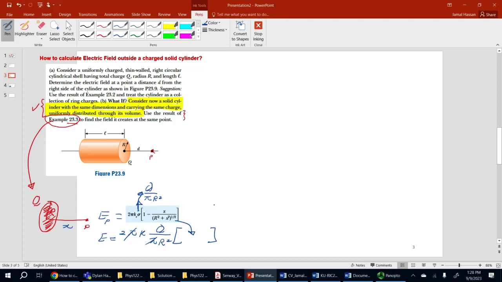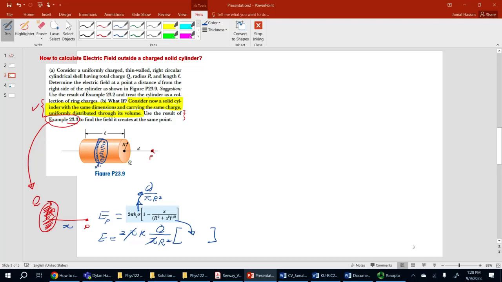So let's proceed now for our example. We have a solid cylinder. We need to find the electric field at this point. First thing, we need to divide the cylinder into many small pieces. Each piece represents a disk. So let me show one of those disks. It's a disk, and the disk has a thickness, let's call it dx.